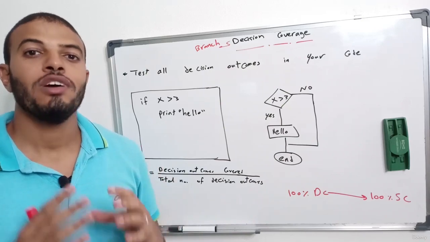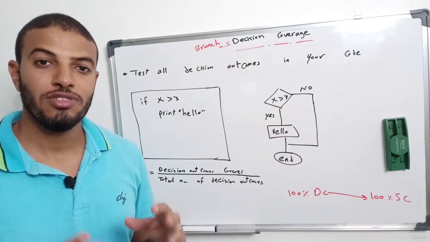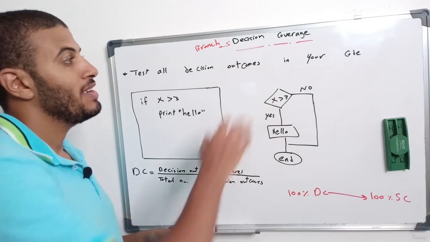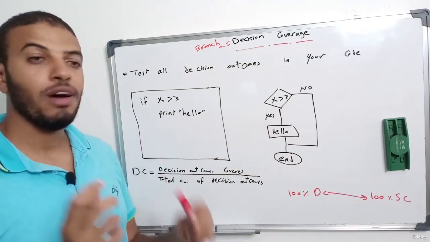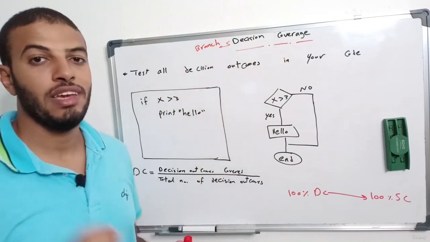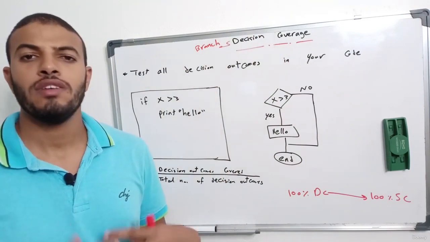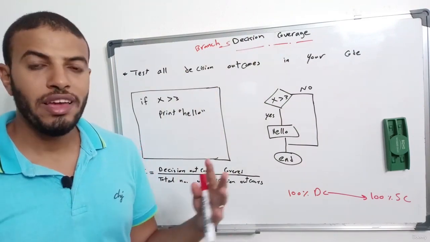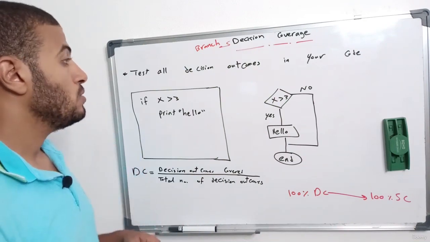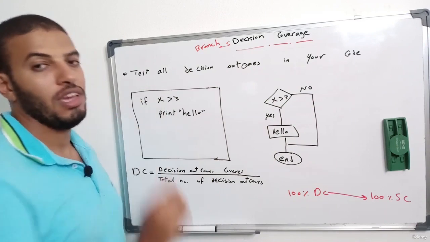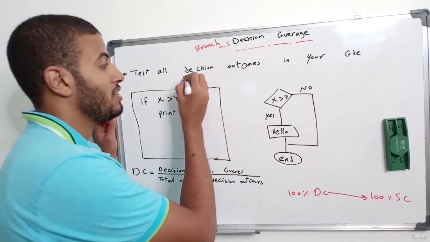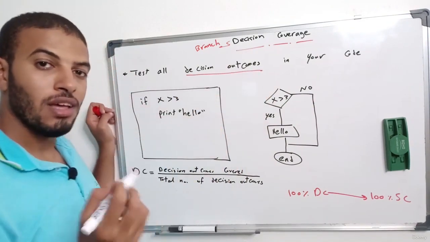Hello everyone, today we are going to talk about the second white box technique that we have, which is decision coverage. In this technique, we begin to think about the decisions in our code. The decisions are if, while, do while, and so on, okay? So, here our goal is to test all decision outcomes in our code. And we must take care about the word decision outcomes.